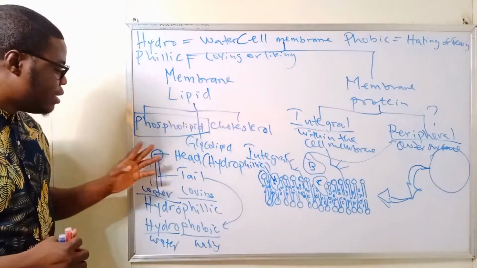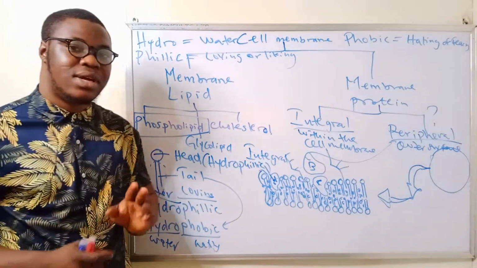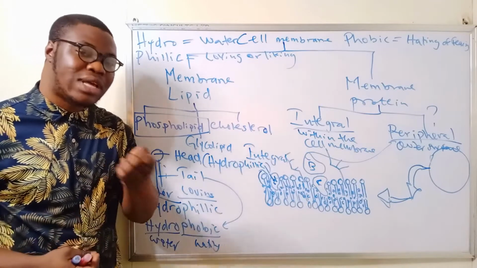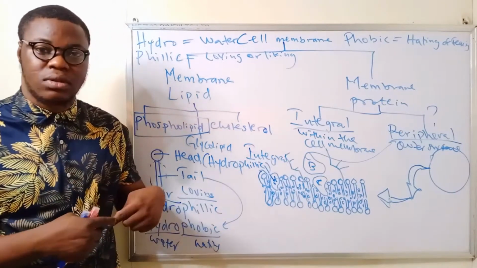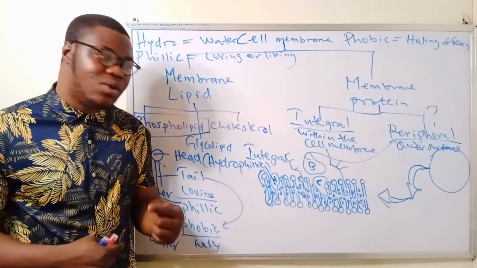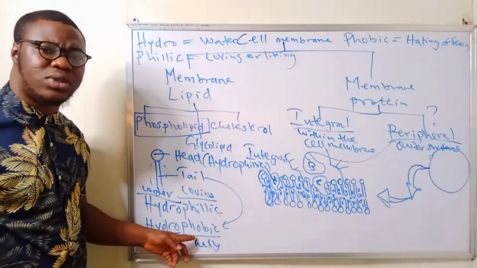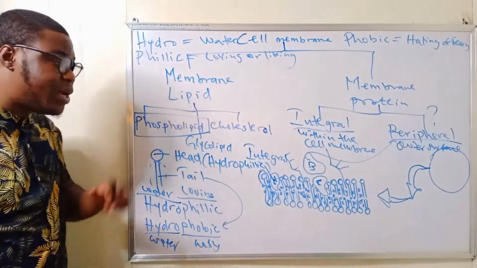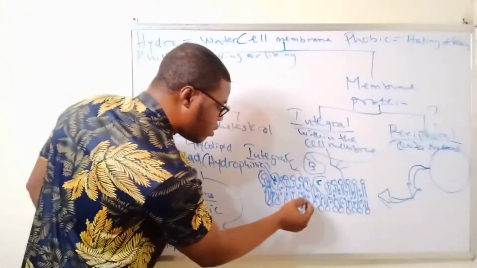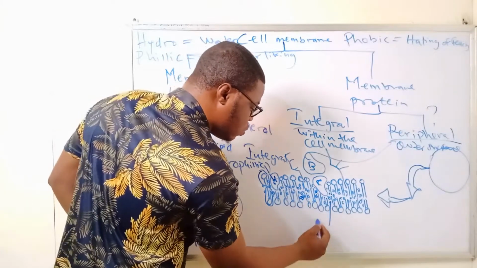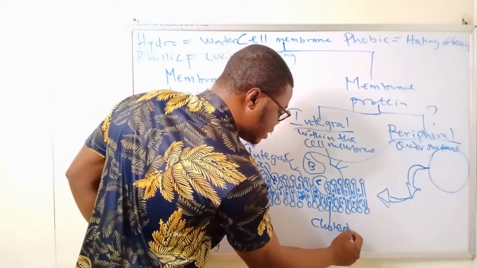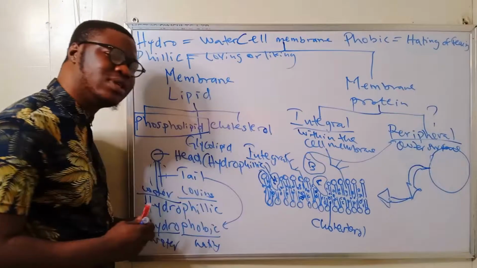So the phospholipid has two parts. The hydrophilic head, which is water loving, and so therefore it is found in what? In water. And the hydrophobic tail, which is water hating. Now, if it is water hating, are we going to find it in water? No. On the other way around, it is found in cholesterol. And cholesterol are all these dots that I put there. So they are called the what? Cholesterol. I hope you understand that.